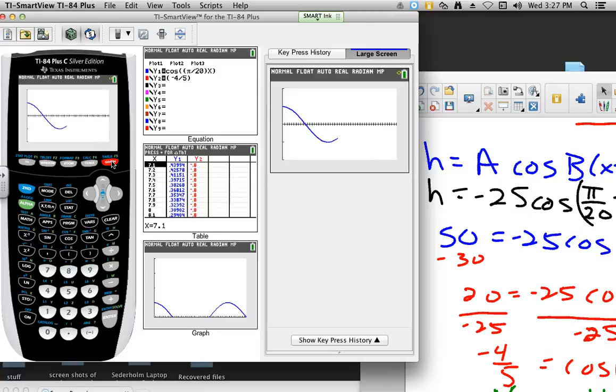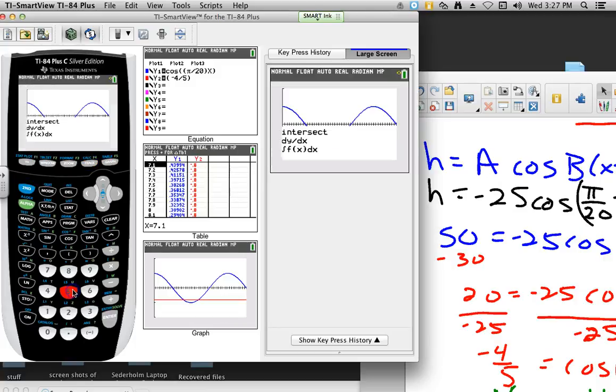So there is the path of our Ferris wheel, and there's that negative 4/5. We want to know when that happened, so that's going to be second trace, number 5. I want Blinky to get over to the other intersection, so I'm going to use my arrow key to tell Blinky, over in this area. That's what I want. Oh, but it's stuck.